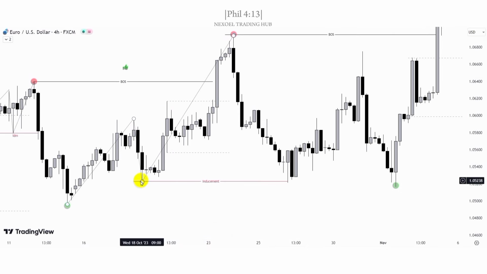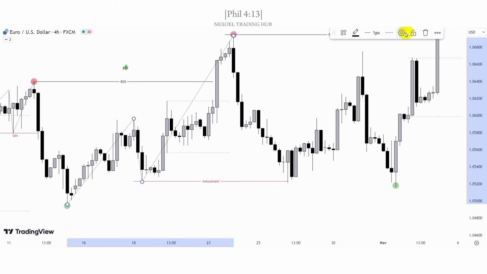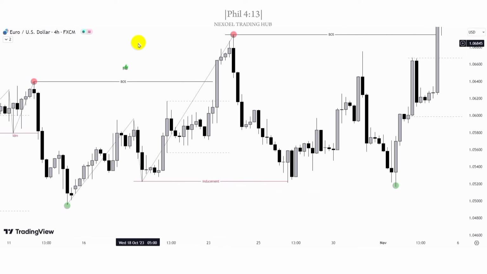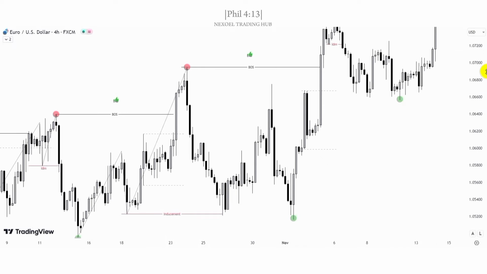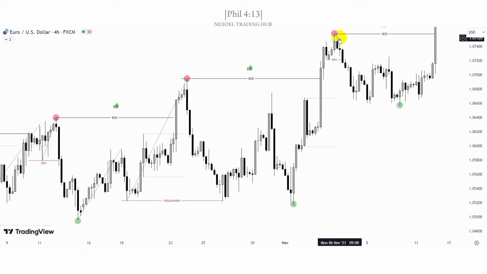So now this is where we have our pullback. And now what you're going to see is that the market returned and then took out this swing low, which is our inducement. This is the pullback that was created before the break of the structure. So this is our inducement, and you can see the market returned and took out this sell side liquidity. And now we can see that price created the impulsive move to the upside.